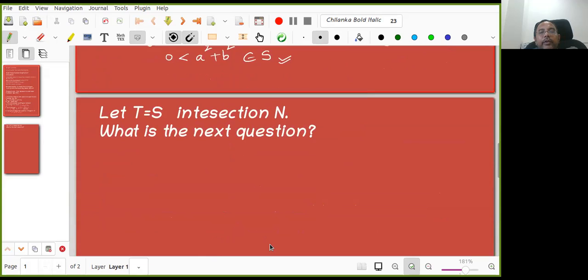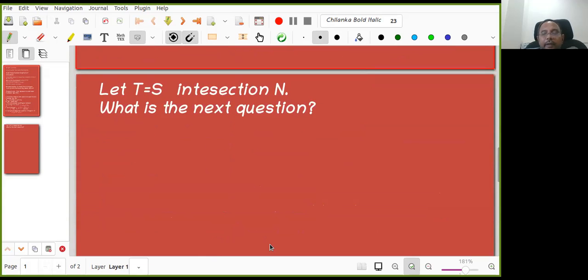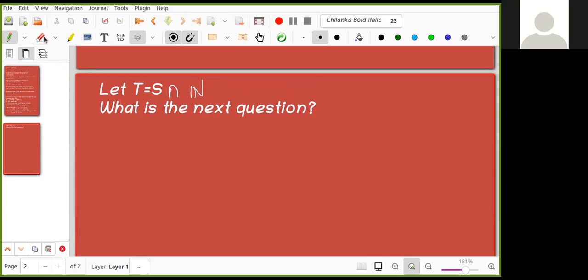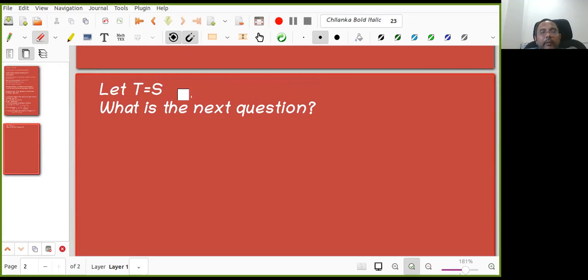Now once it is positive, I take the intersection with N. Let me erase this part. I'll take T equal to S intersection natural numbers. So what can we say about this set, Amia? Achla, what can you say about this set? This is a subset of natural numbers and is non-empty.